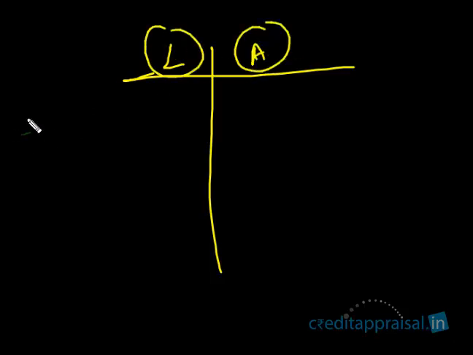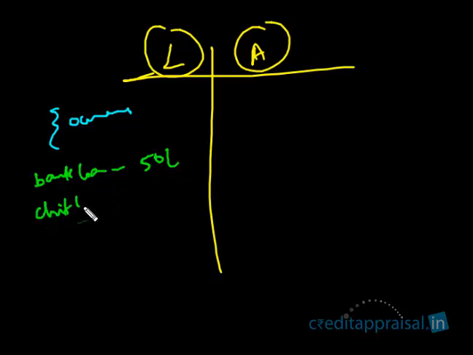So we have a balance sheet here, and under this we have liabilities and assets. Under liabilities, we have all the owners funds. Let us concentrate on some outside liabilities. Within the outside liabilities, we have a bank loan of 50 lakhs, right? Then we have a chit borrowing. We have borrowed some funds from the chit fund company. This is some 10 lakhs, right?